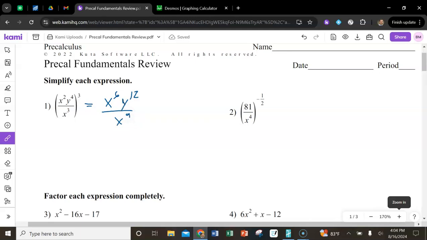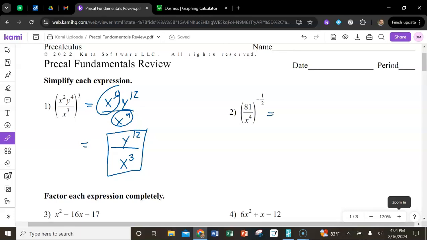You only want each variable written once in your final answer, so the y to the 12th is good. But I do not want both of those x's there. I've got 6 on top, 9 on bottom. You could use the subtraction property. What I like to do is just say that I have 3 more on the bottom than I do on the top. And that's my final answer there.